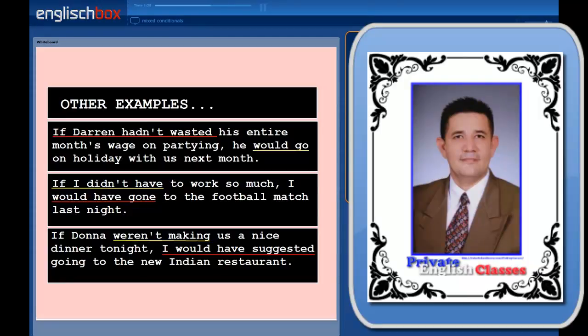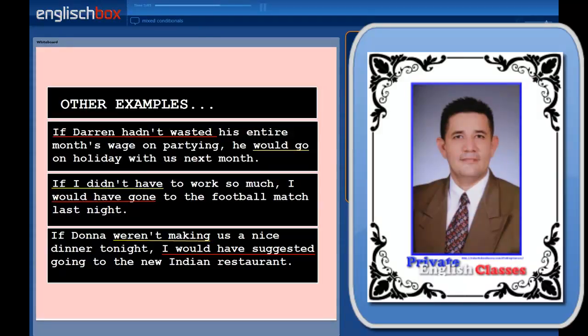For example, if Darren hadn't wasted his entire month's wage on partying, he would go on holiday with us next month. So in the past, he wasted all his money, and our holiday is next month. So this is a mixture of the two conditionals because we're talking about a past event in relation to a future event.